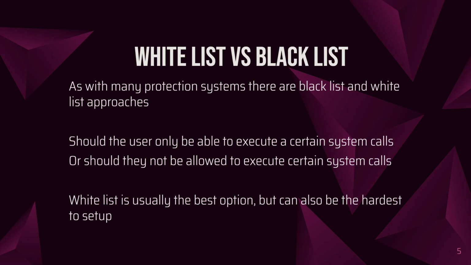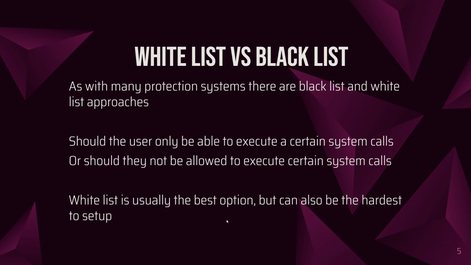So we get into a whitelist versus blacklist approach. As with many protection systems, there are blacklist and whitelist approaches. The difference is, should the user only be able to execute certain system calls, that's a whitelist, or should they not be allowed to execute certain system calls, that's a blacklist. So a user should only be able to open a file, read and write from it, that'd be a whitelist. Or with a blacklist, we say the user should not be able to run execve, and that's it, they can run anything else. That's where we'll look at how we can try and avoid a whitelist versus blacklist approach.